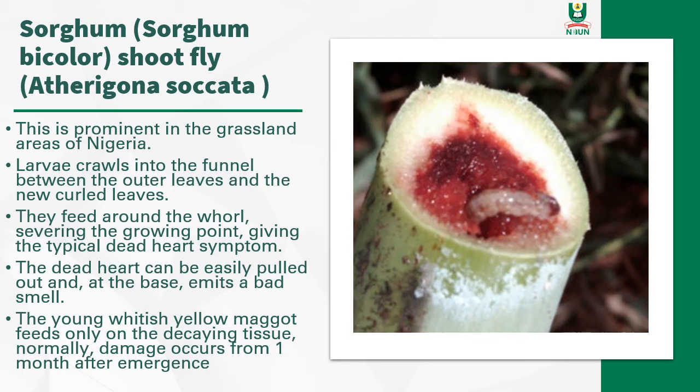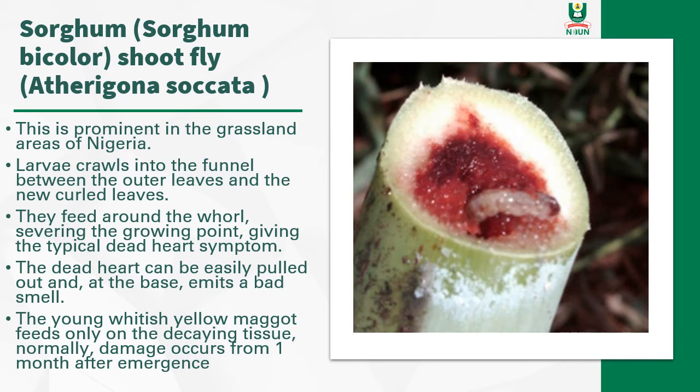And what this larvae do is that they crawl into the funnel that is between the outer leaves and the new curled leaves. You know how sorghum grows, its leaves curl around the stem. So it grows, the larva crawls into the funnel in between, like you can see in this picture here, and they feed around the wall, severing the growth point. So they give this plant the typical dead heart syndrome. They feed on the heart of the crop. So it is a very, very severe pest.